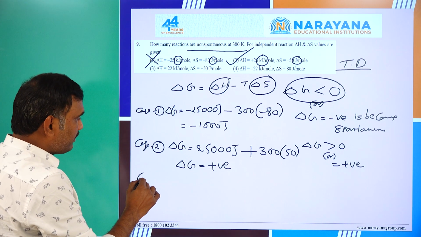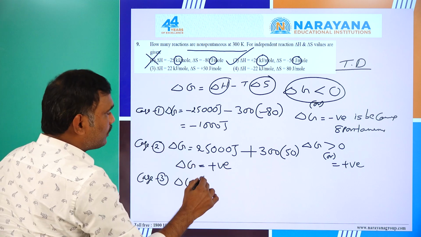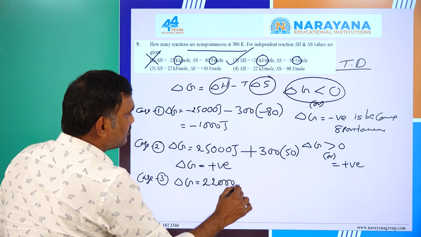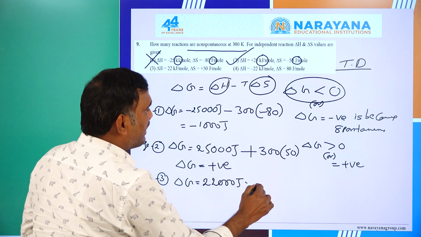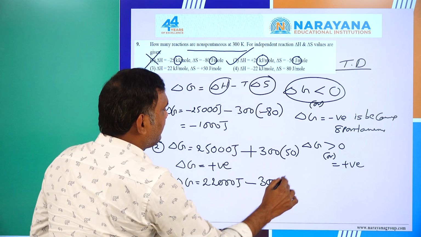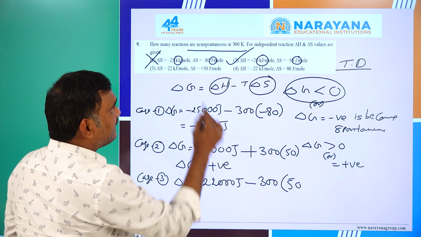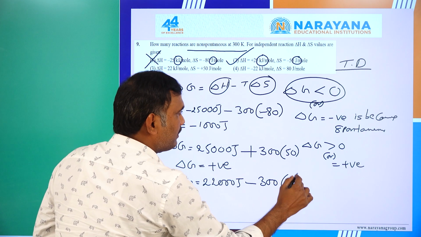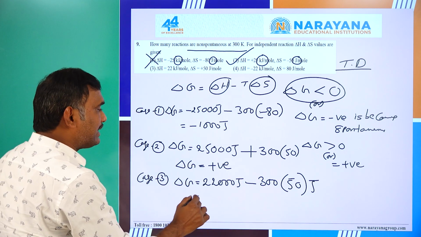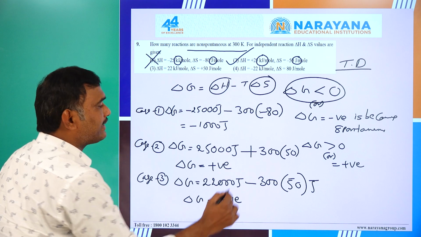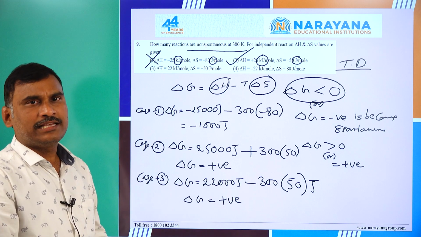Third option, or case 3. Delta H again is 22,000 joules, 20,000 joules, and minus temperature times 350 joules. Here it is minus into minus 50, so they have given a positive value. What is that? Entropy change, that is 50. So 5 3s are 15,000. That is again delta G is positive, or greater than 0. 22,000 plus minus 15,000, that is 7,000, a positive value.